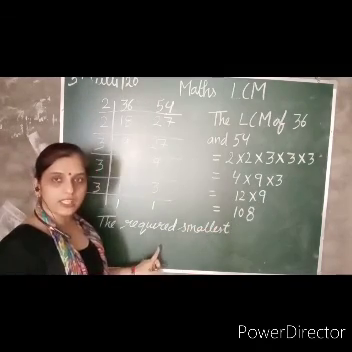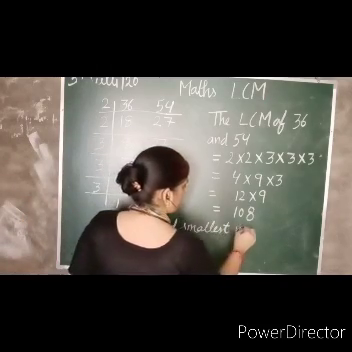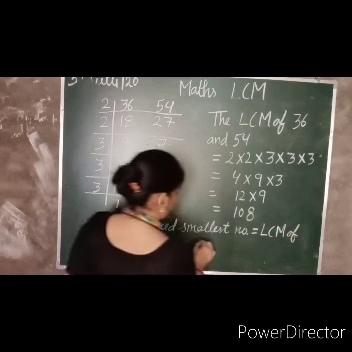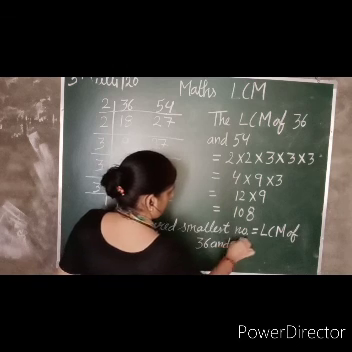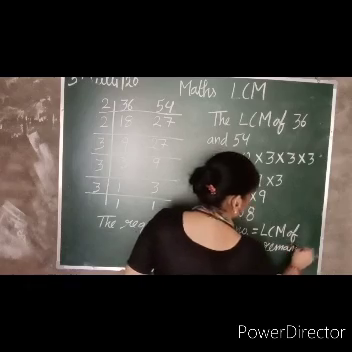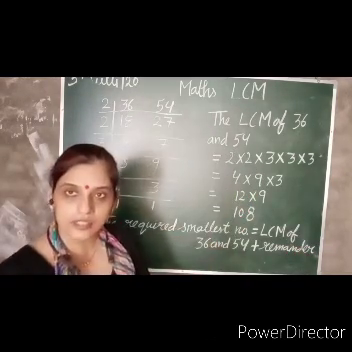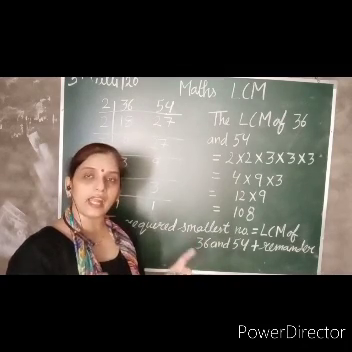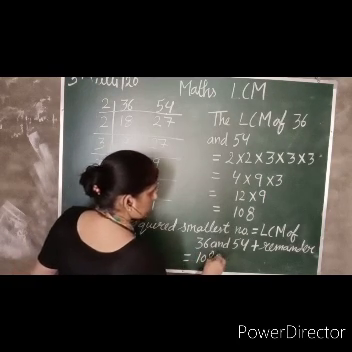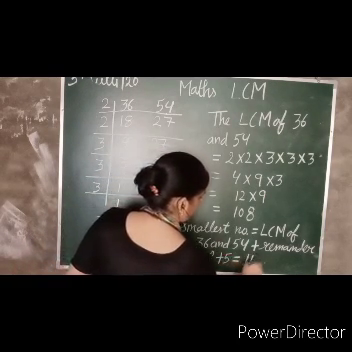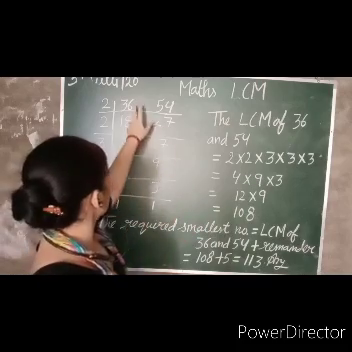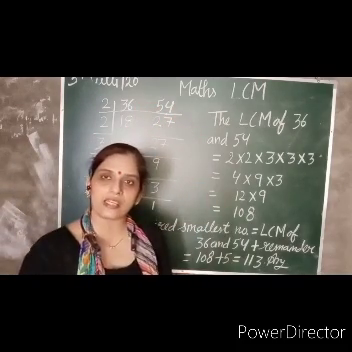why I am writing required, it means the one we need. The required smallest number is equal to the LCM of 36 and 54 plus the remainder. We will add the remainder to the LCM. The new number we are getting is going to be our required number. So let's do it. 108, remainder was 5. 108 plus 5 is equal to 113. This is the required number which when divided by 36 and 54 leaves 5 as a remainder in each case.